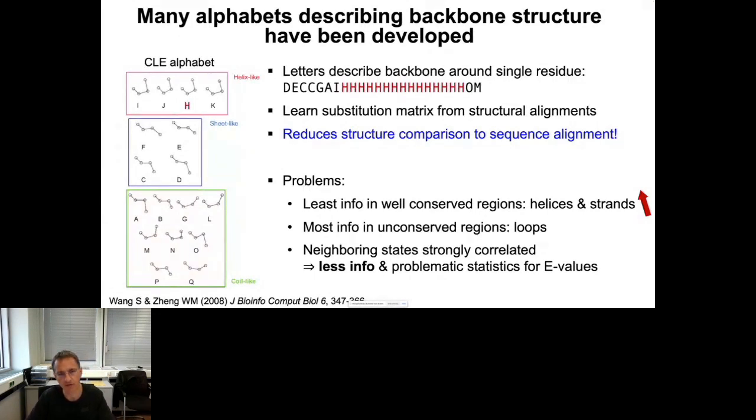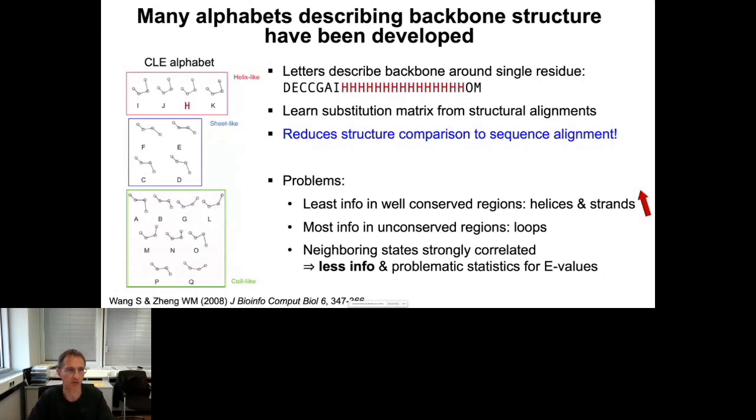The reason why these tools have not become much more popular despite their speed is that they are not nearly as sensitive as true structural aligners like TMalign or Dali. The reason is that they don't really capture much information about the structure. Most of the information is, of course, in the cores, where you have mostly secondary structure elements like helices and strands.